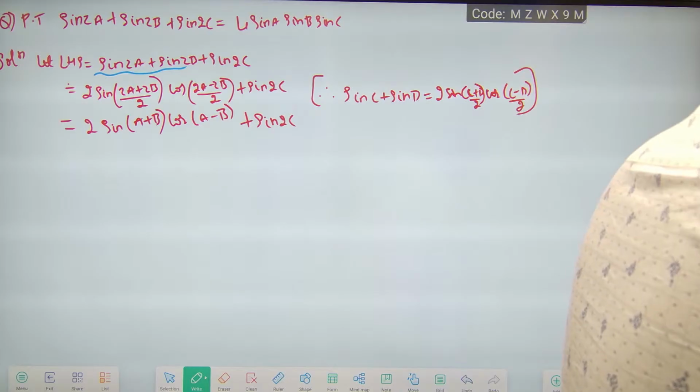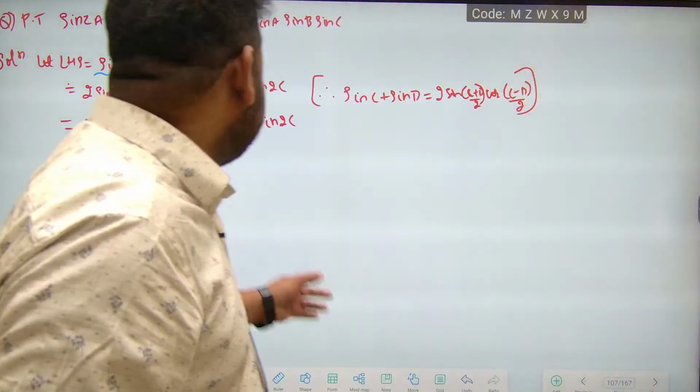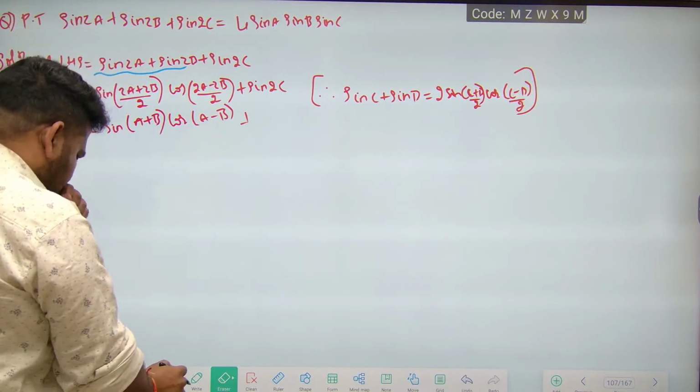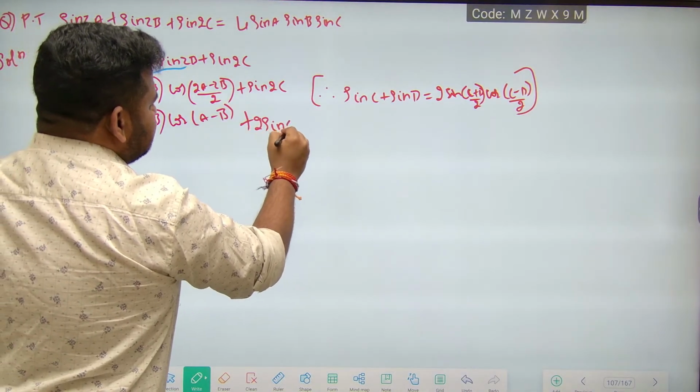Sin 2C can be written as what, friends? I told you we can apply the half angle formula here. Sin 2C can be written as 2 sin C cos C.